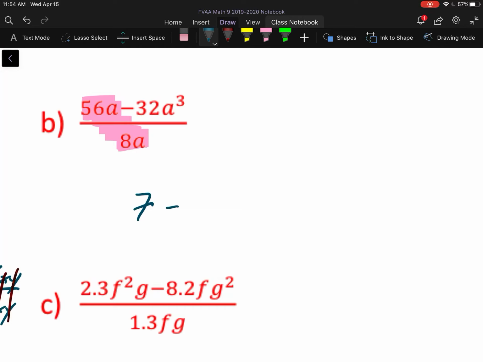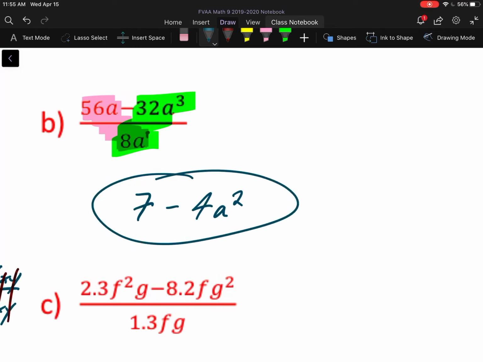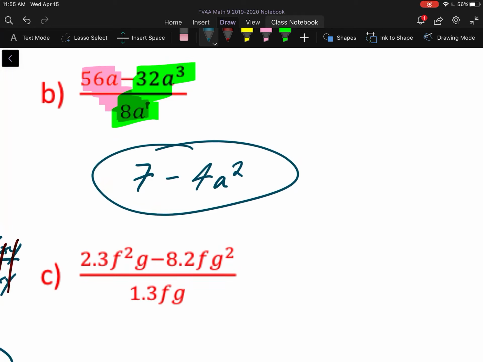Okay, and then minus 32 divided by 8 is 4, and then a cubed divided by a to the 1 is a squared. All right, and then that's how you do it, just without showing that middle step. Okay, you just have to make sure that mentally you know that the denominator needs to apply to all the terms in the numerator when you're dividing polynomials by monomials. That's the case even if you were to divide a polynomial by a polynomial, but we're not doing that in this chapter.